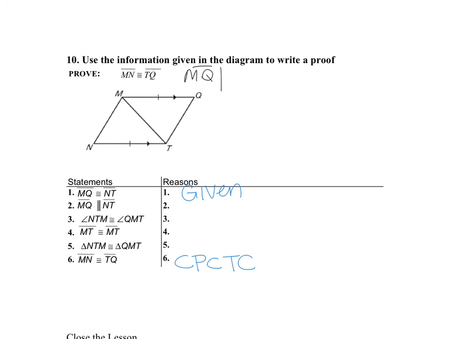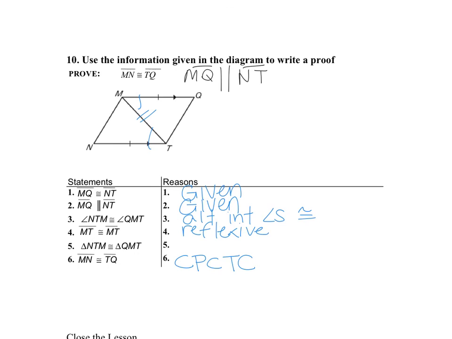MQ parallel to NT. That should also be given. Angle NTM, it's this angle, is congruent to QMP. Well, you have parallel lines, so this is alternate interior angles congruent. MT is congruent to itself. It's the reflexive property.